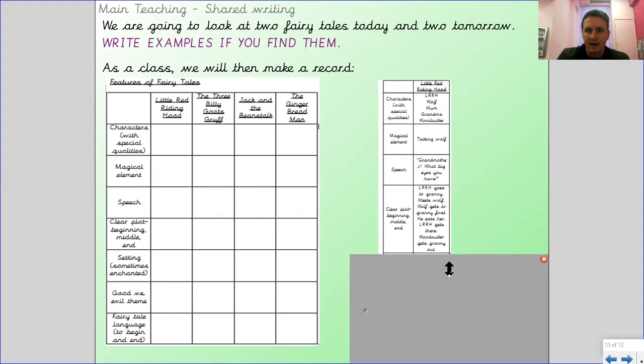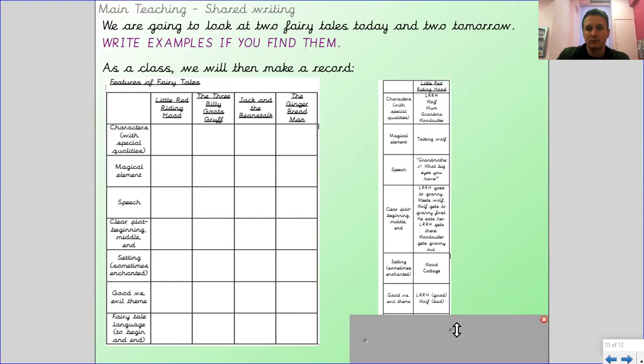The setting. The setting is a little cottage in the woods. That's where the majority of the story takes place, in Grandma's house. Good versus evil. Well, that's an easy one. I'd say Little Red Riding Hood versus the wolf. And we all know that in a fairy tale, good always wins. So Little Red Riding Hood won. And the fairy tale language, if we go back to the start of the story, it started with "once upon a time." So there you go.